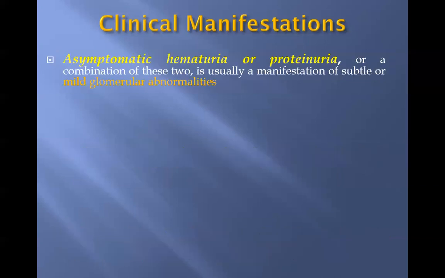Fourth one, asymptomatic hematuria or proteinuria. Some of the patients have a combined manifestation or a subtle mild glomerular abnormality. So it is mild, and they start excreting some protein or some blood, hematuria or proteinuria.